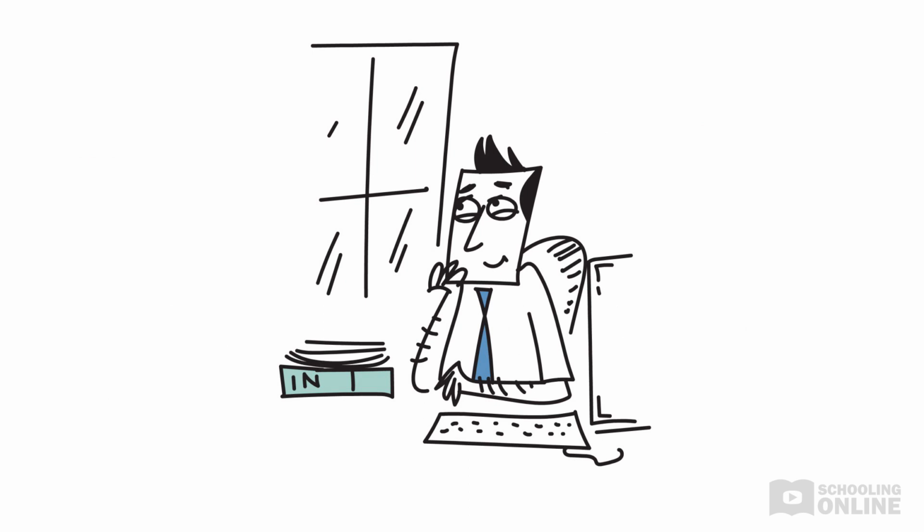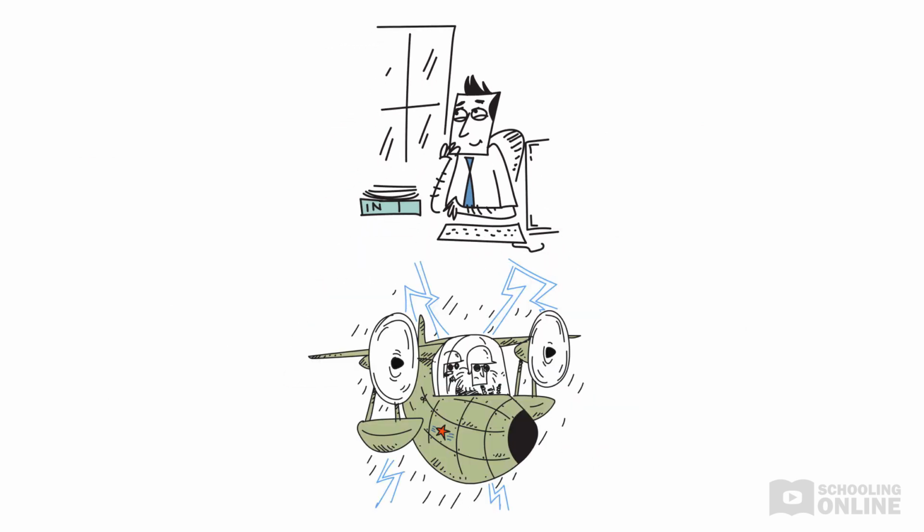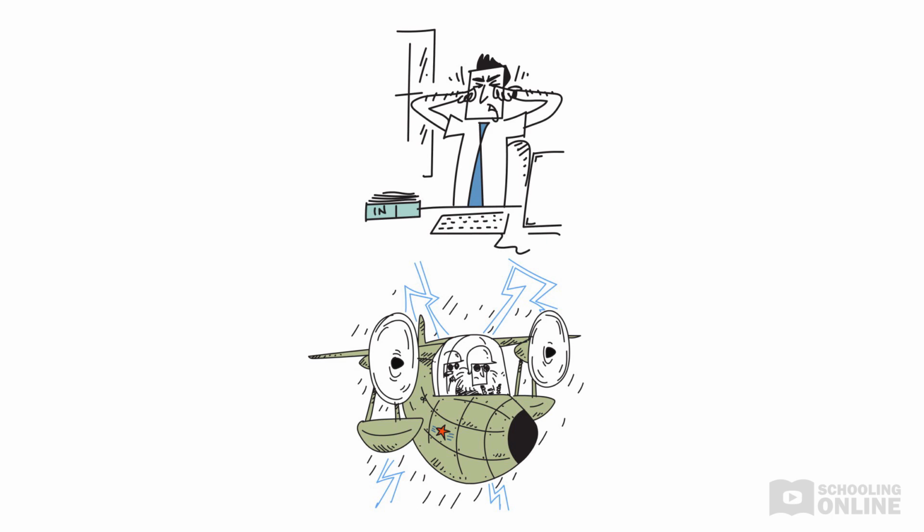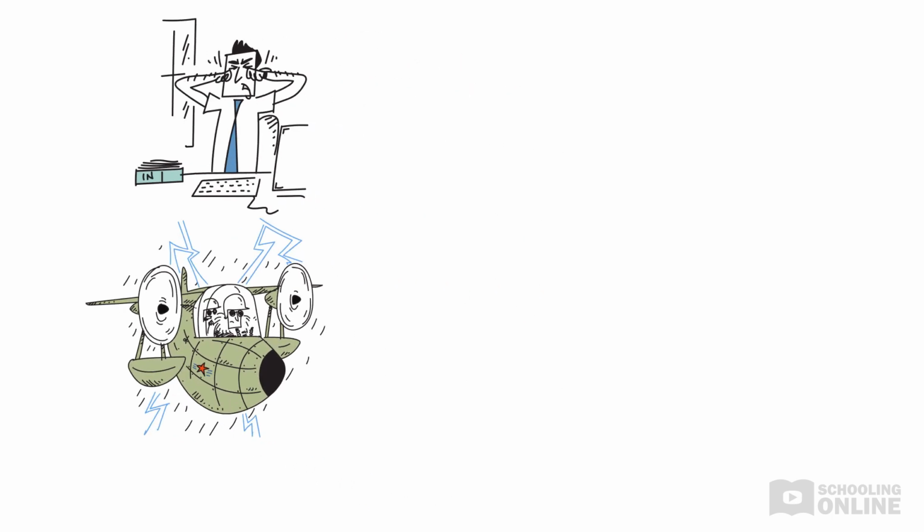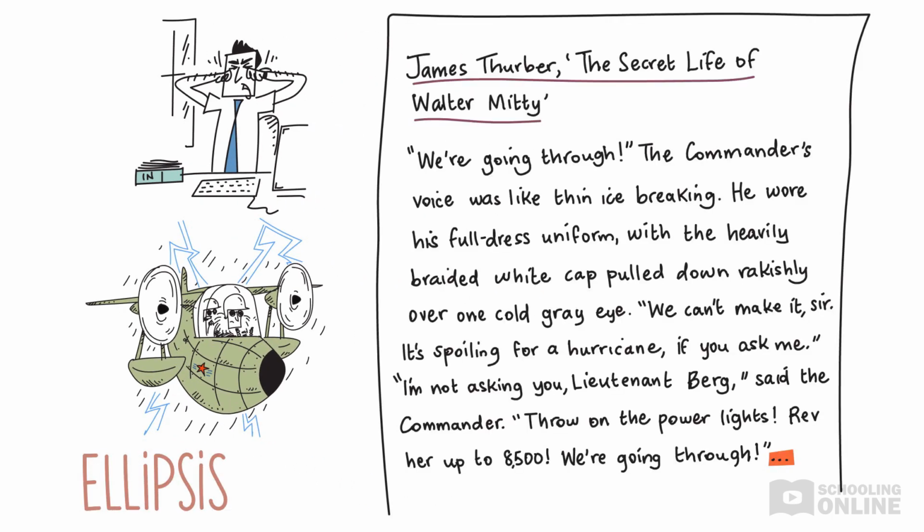Thurber's narrative begins with a daydream as the main character imagines himself as the pilot of a US Navy flying boat during a storm. Eventually, Walter is woken out of his daydream, signalled by the ellipsis at the end of the paragraph. An ellipsis is the ... that you see at the end of the daydream.